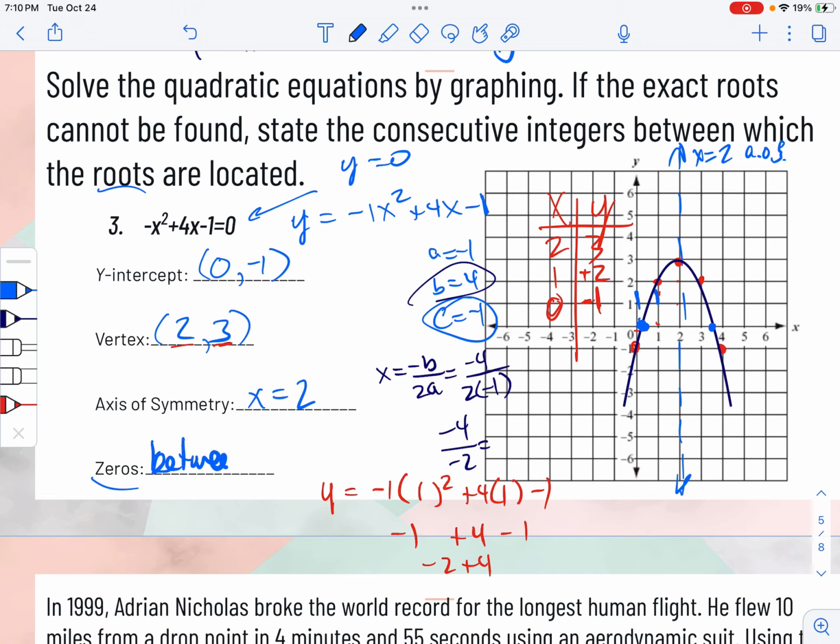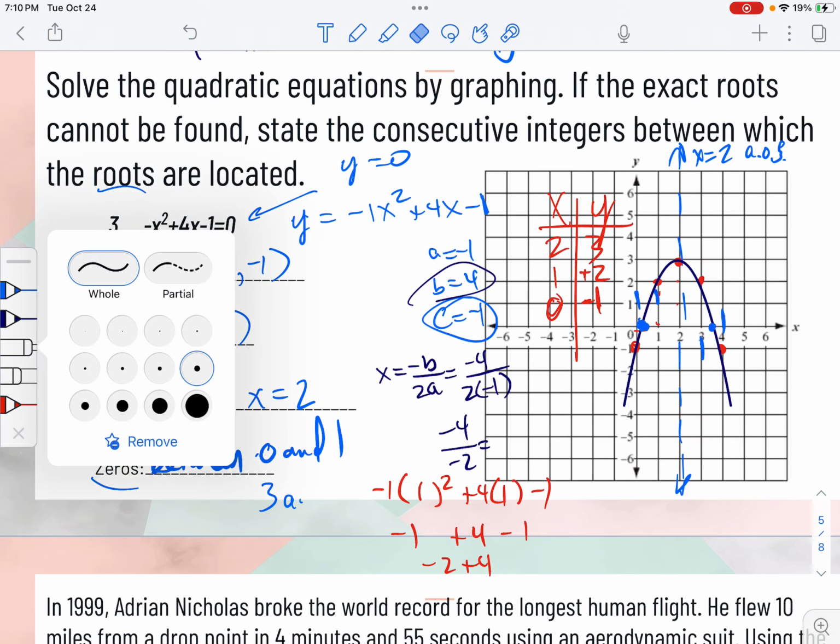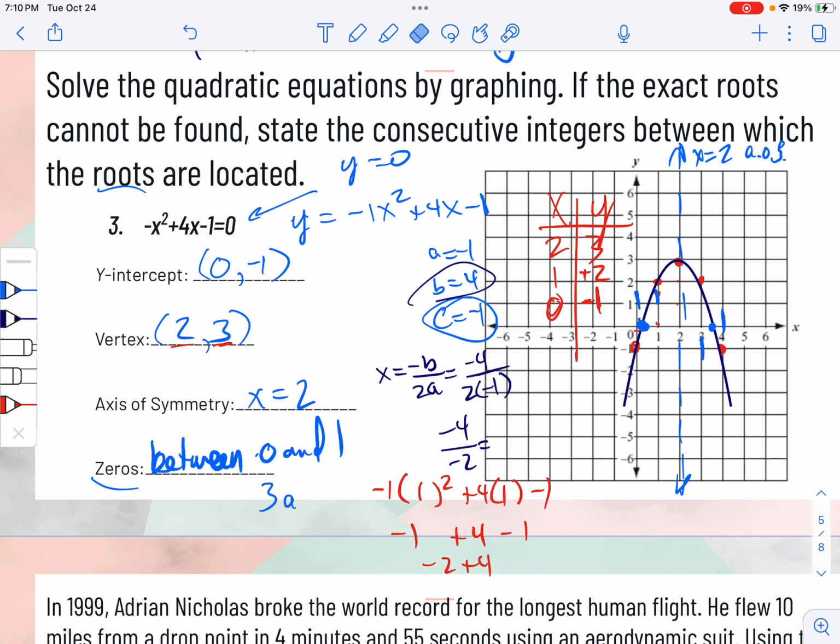But we're just going to say between 0 and 1. And the other one over here looks like it's between 3 and 4 on the x-axis. So you could say it's 3.5, and I wouldn't have a problem with that, but we're just going to say between 3 and 4. So those are my answers. Or you could say x equals, it's pretty close to like 0.5 and pretty close to 3.5.